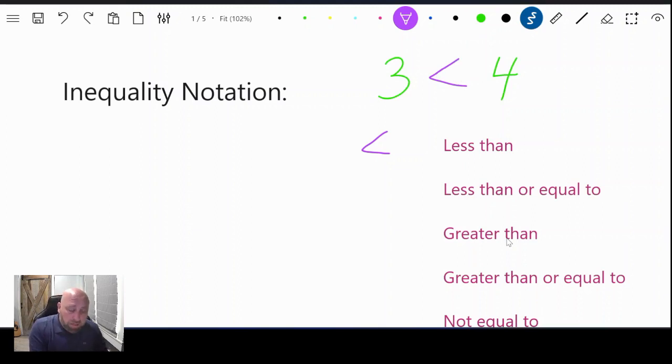Less than or equal to, that's the next one. So we have a less than sign, and we also would have an equals underneath of it.